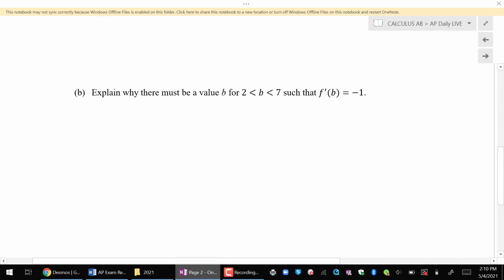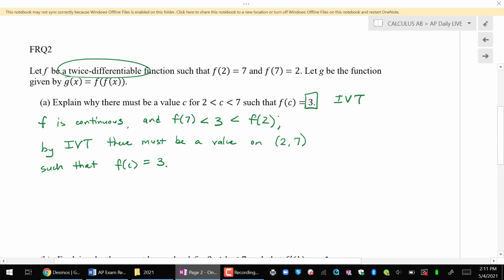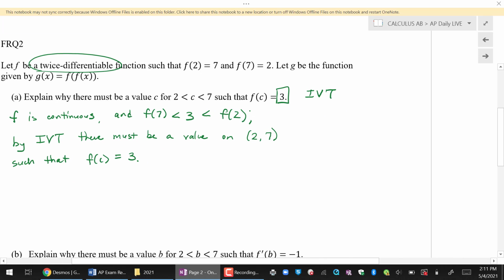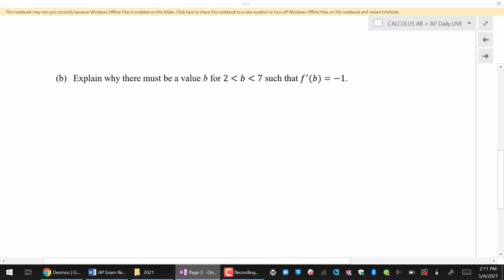Let's look at letter B. Kind of similar here. Explain why there must be a value b such that f prime of b is equal to -1. Now notice the difference here. This is simply f of c. I'm trying to prove the existence of a function value. I'll call that just a regular function value. And when that's the case, it's going to be an IVT situation most of the time. But when I'm asked to prove the existence of a derivative value, well, that's going to be the mean value theorem. Use MVT in a case like that.